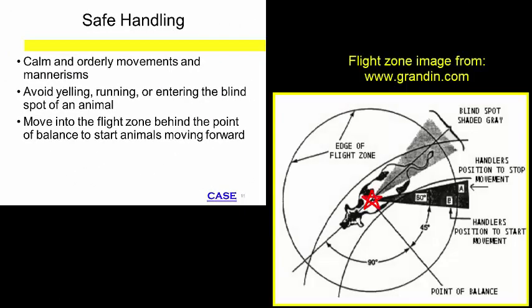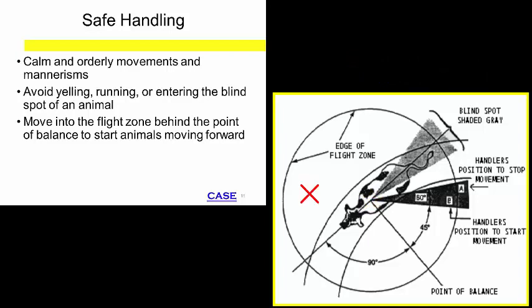The point of balance is typically near the front shoulder. Understanding how to use the point of balance will allow you to drive or direct animals in the direction you want them to go. Standing near the head will cause the animal to back away or turn away. Standing behind the animal will push the animal forward. Moving to one side will turn the animal in the opposite direction.